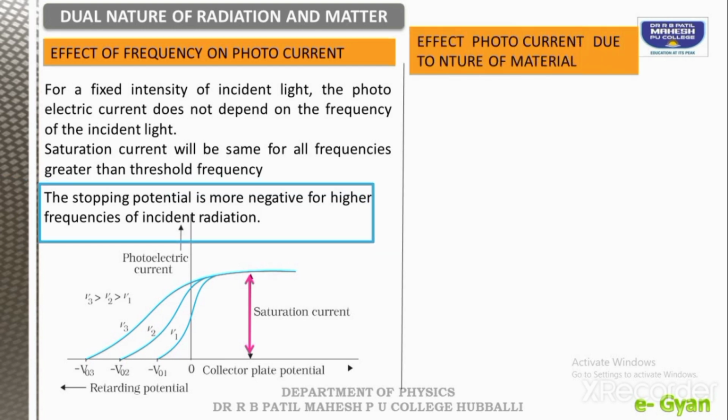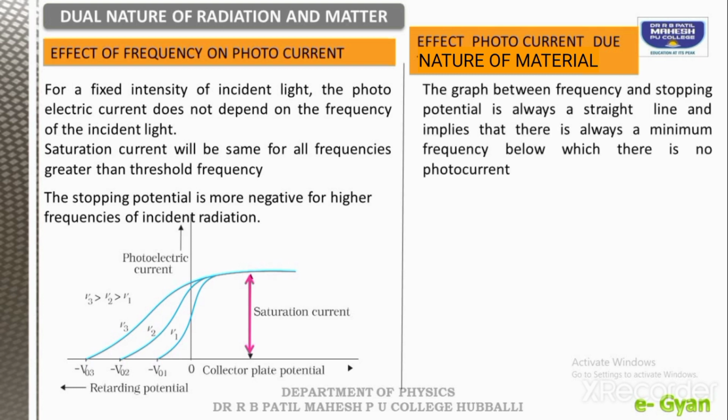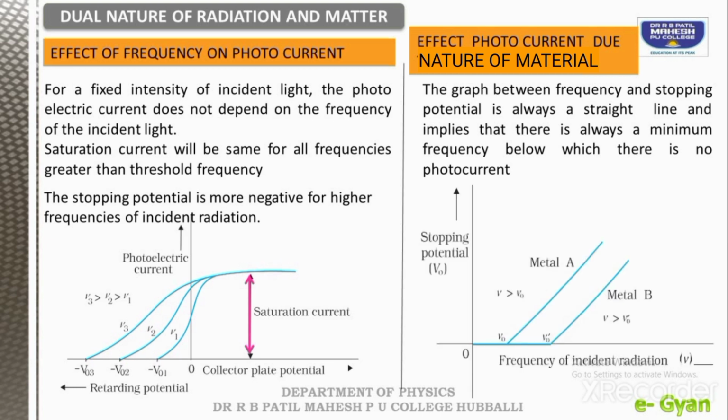And the last point is the effect on photocurrent due to the nature of the material. Even for different metals, the graph between frequency and stopping potential is always a straight line, which implies that there is always a minimum frequency below which there is no photocurrent. On the x-axis we have the frequency of incident radiation, and on the y-axis the stopping potential. Here we have two different metals, metal A and metal B.